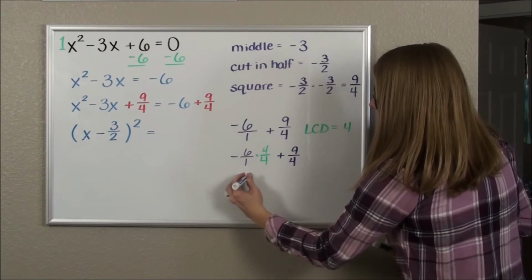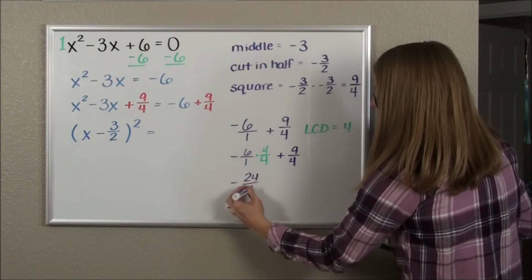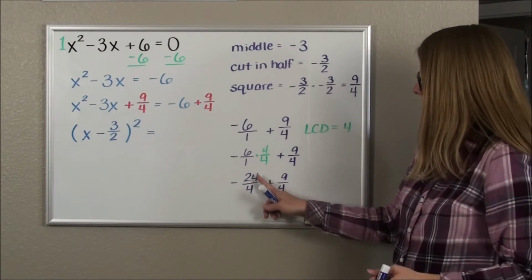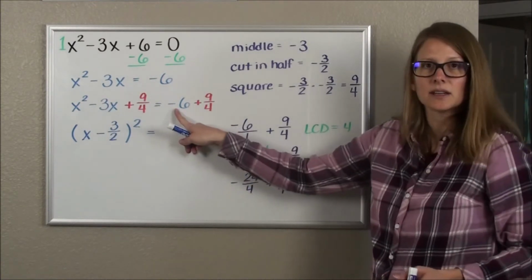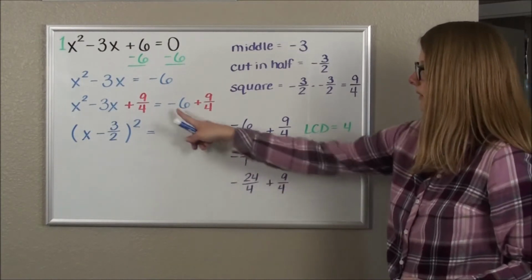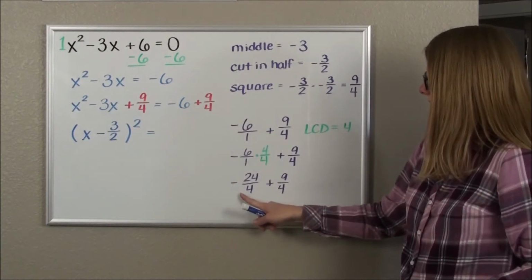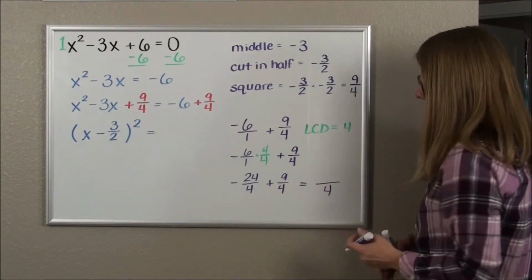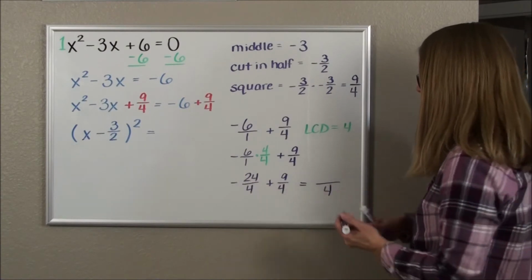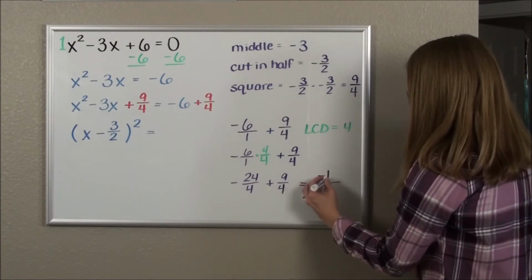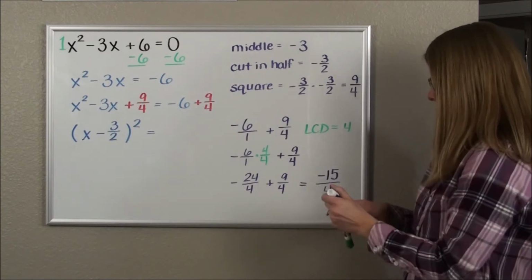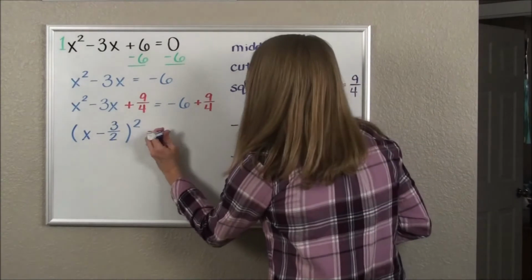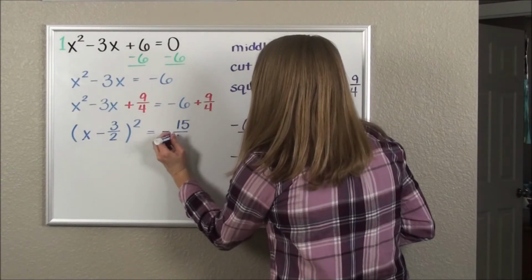So now it'll say negative 24/4 plus 9/4. And you can verify negative 24 over 4 is the same thing as negative 6. So we've just changed the way it looks. We have not changed its value. But now that I have a common denominator, I can go ahead and add these. This will be over 4. Negative 24 plus 9 will give us negative 15. So now I can put negative 15/4 on this right side.